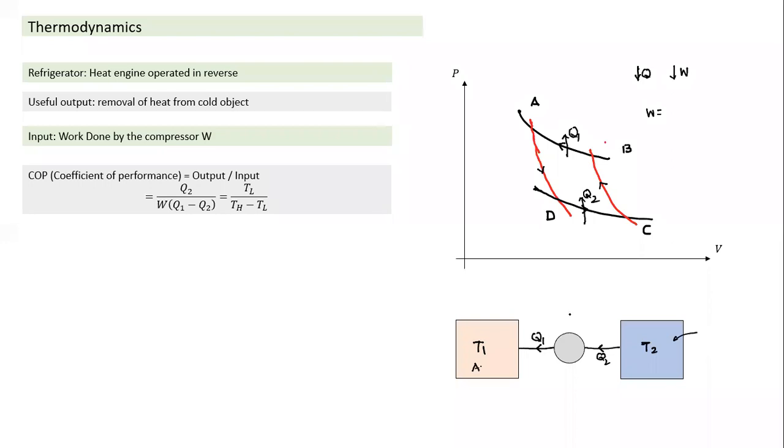And if this is the nature here, even the W direction changes. What is this work? This is the work done by the compressor. So this transfer of heat is made possible because of the compression, because the whole thing is in the reverse order.